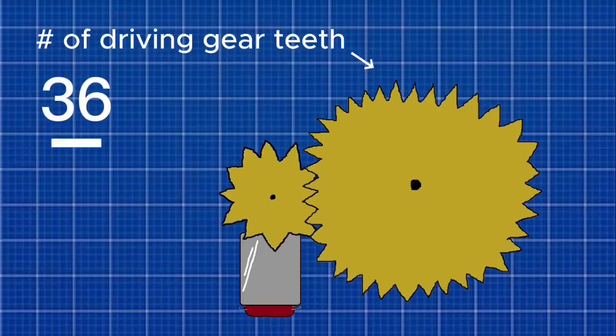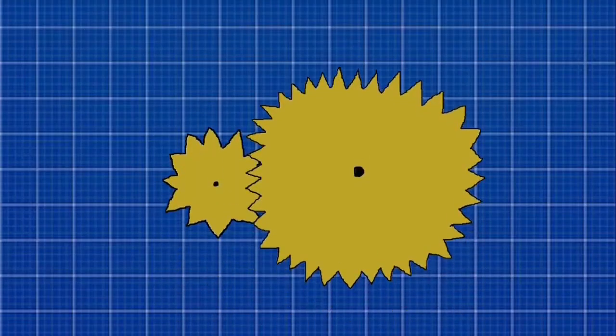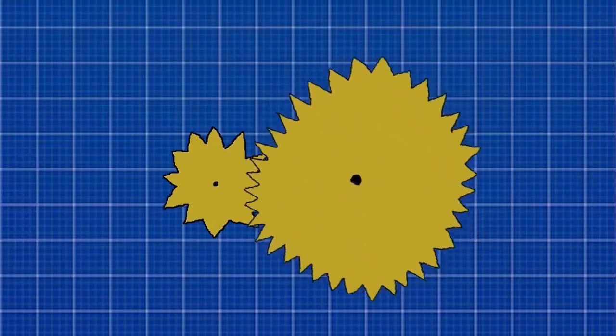We can divide the amount of teeth the driven gear has by the amount of teeth the driver gear has to get a ratio of 3:1. This ratio explains that for every 3 times the 12-tooth gear rotates, the 36-tooth gear rotates once.